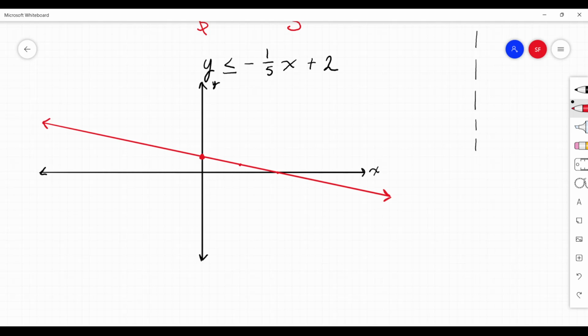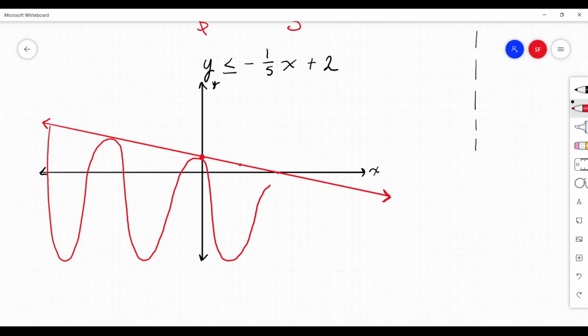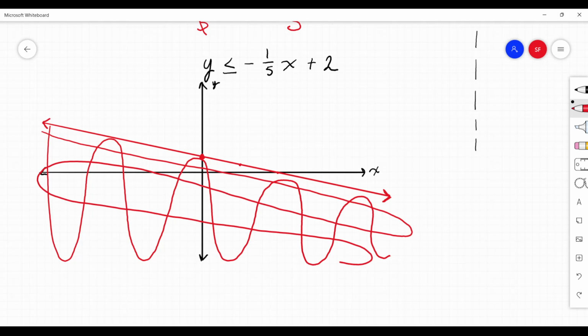Am I going to shade above or below the line? Below. I'm going to say below. That's beautiful shading. I love it. Making sense? Yes. Okay, so we're going to do one the other way around.